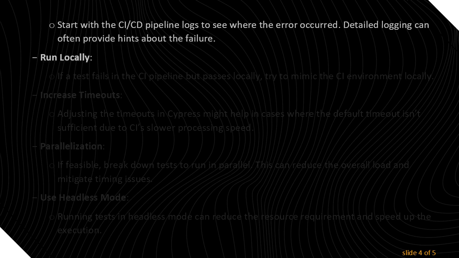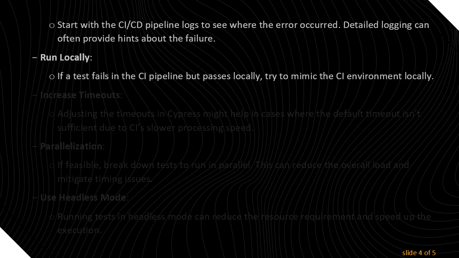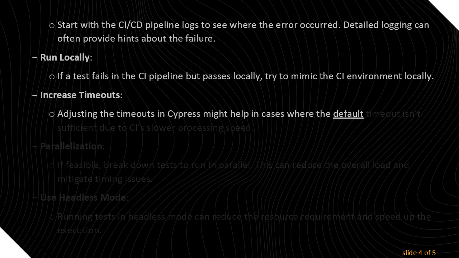Run locally. If a test fails in the CI pipeline but passes locally, try to mimic the CI environment locally. Increase timeouts. Adjusting the timeouts in Cypress might help in cases where the default timeout isn't sufficient due to slower processing speed.